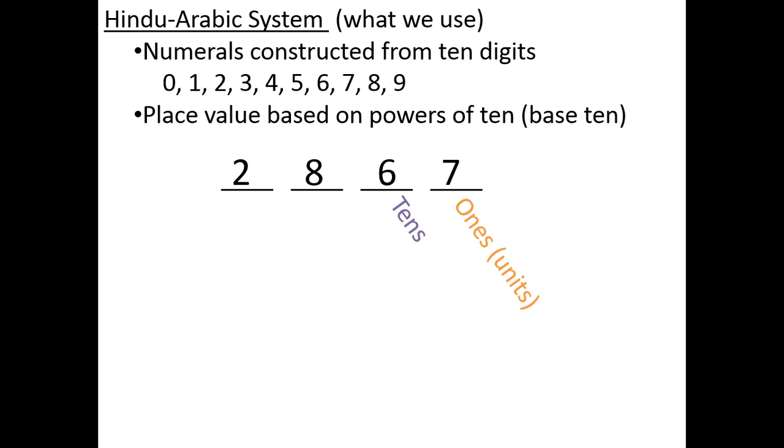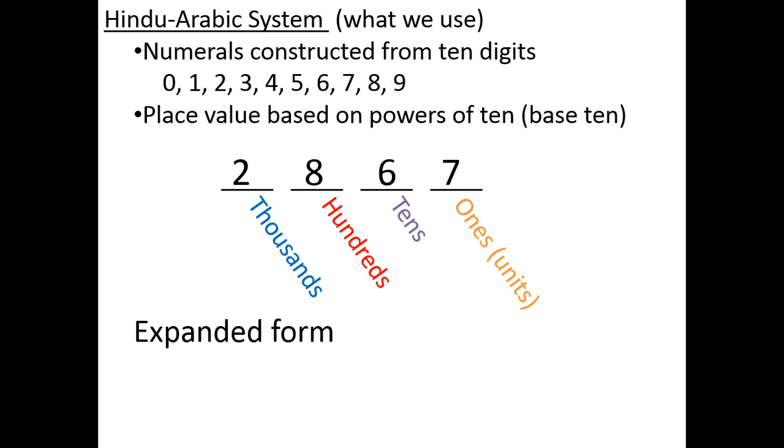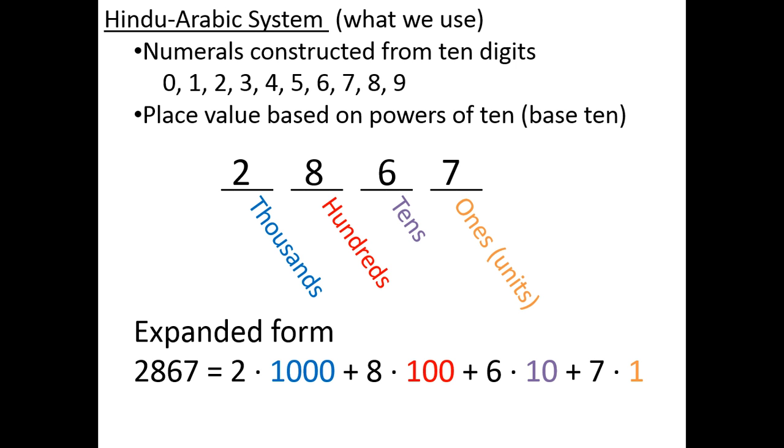The 6 is how many groups of 10 we have. The 8 is how many groups of 100 we have, and the 2 is how many groups of 1,000 we have. Now, because of that, we can think of this number in expanded form as 2 times 1,000 plus 8 times 100 plus 6 times 10 plus 7 times 1. We have 2 groups of 1,000, 8 groups of 100, 6 groups of 10, and 7 groups of 1.